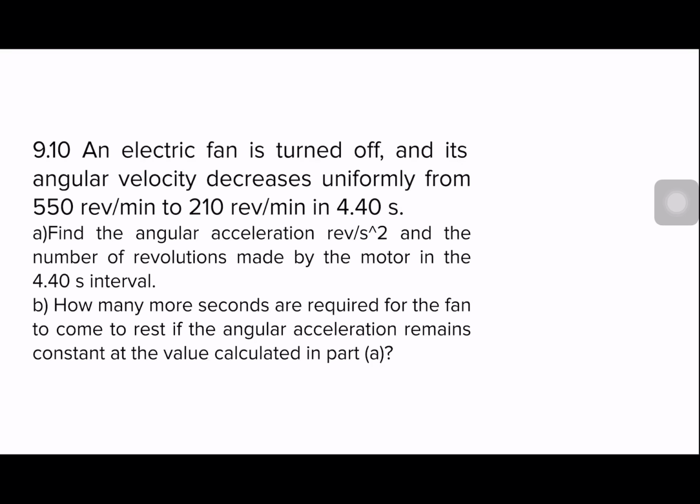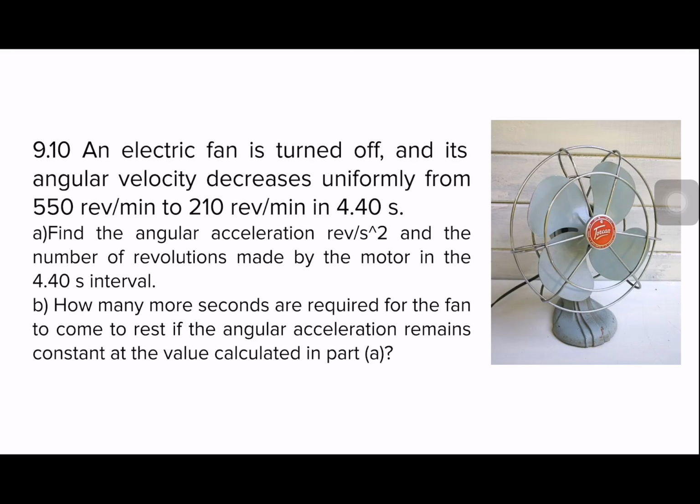All right, so that was pretty simple. For our next problem, we have an electric fan. It's turned off, and its angular velocity decreases uniformly from 550 revolutions per minute to 210 revolutions per minute in 4.40 seconds. So we are looking for the following.